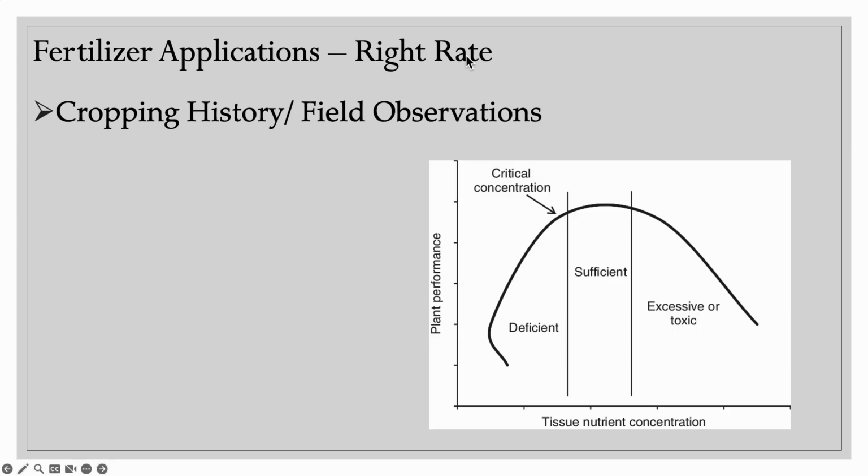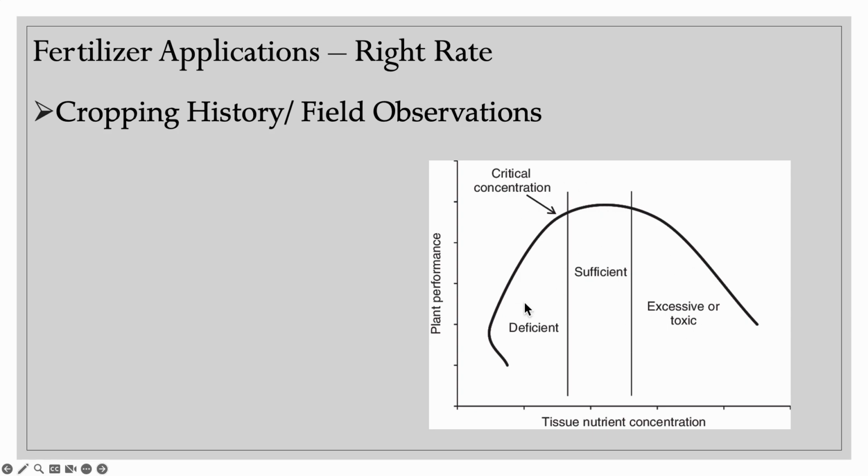The right rate is going to be determined by cropping history, your field observations. Typically, when you send your soil sample off, you'll get a recommended rate back. If you know that you're putting in cover crops and you know that you're going to get a 15 or 20 pound nitrogen credit, then you can kind of adjust that accordingly. Kind of the whole goal is to not have to apply fertilizer.